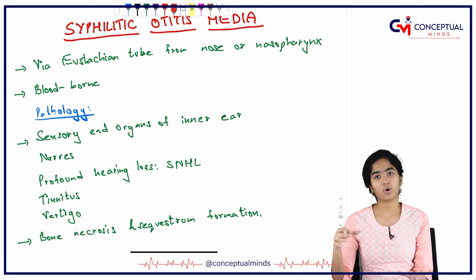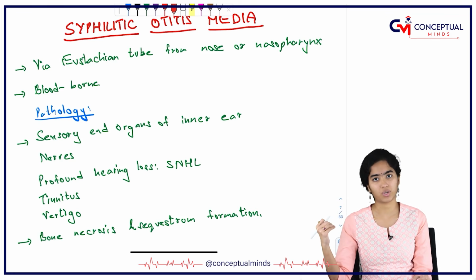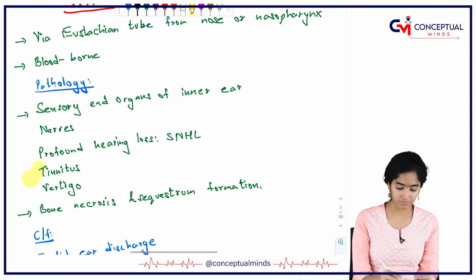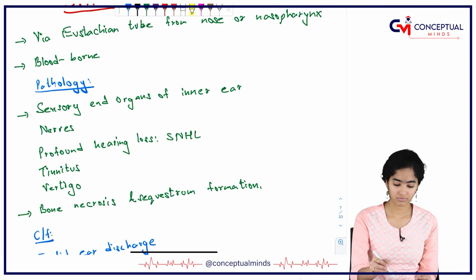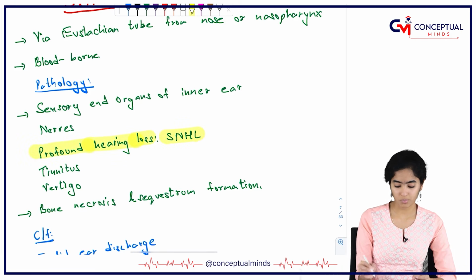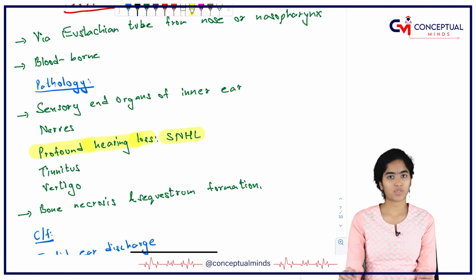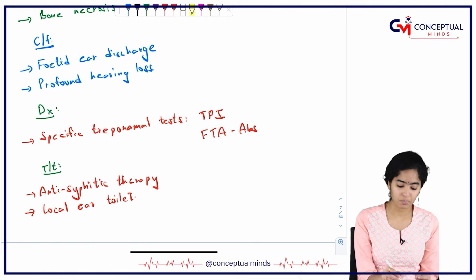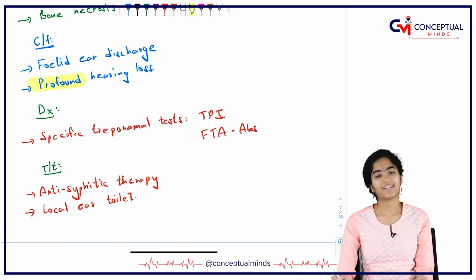What you see is that the most important feature of syphilis is it affects the inner ear, the sensory end organs and the nerves of the inner ear, and this leads to sensory neural type of hearing loss, which is very profound. Along with hearing loss, tinnitus and vertigo could also be present, and bone necrosis and sequestrum are sometimes seen. If you look at the clinical features, there is fetid ear discharge plus profound hearing loss, and diagnosis is by specific treponemal tests, and treatment consists of anti-syphilitic therapy.